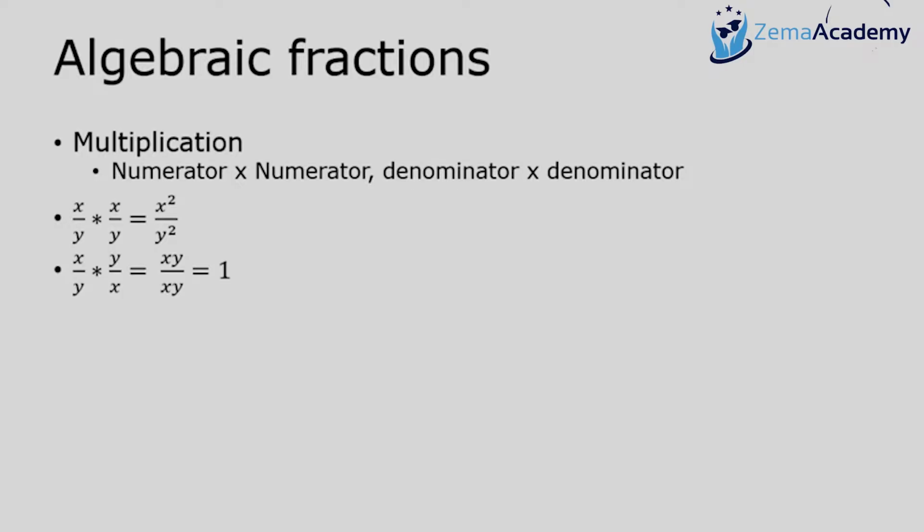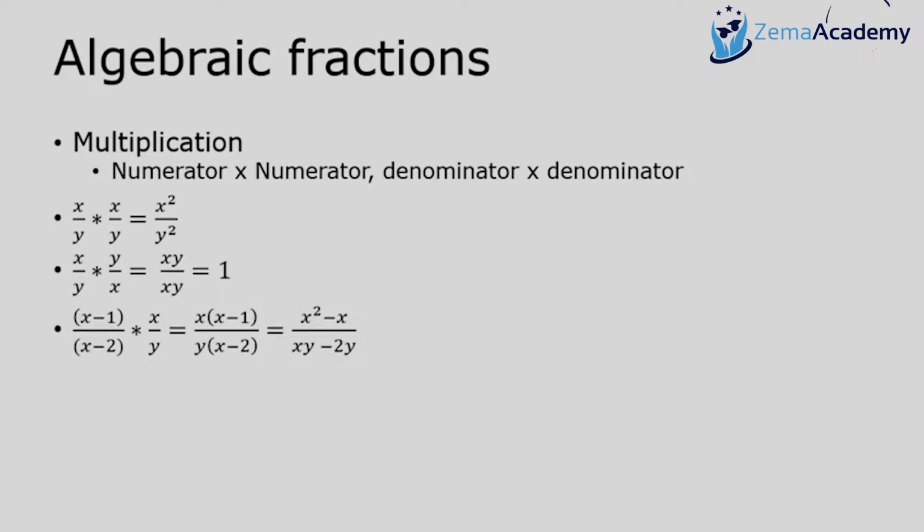I want to multiply x over y by y over x. I can say actually that's the same as x times y over x times y, and of course anything divided by itself is 1. So that's what I've got, equals 1.